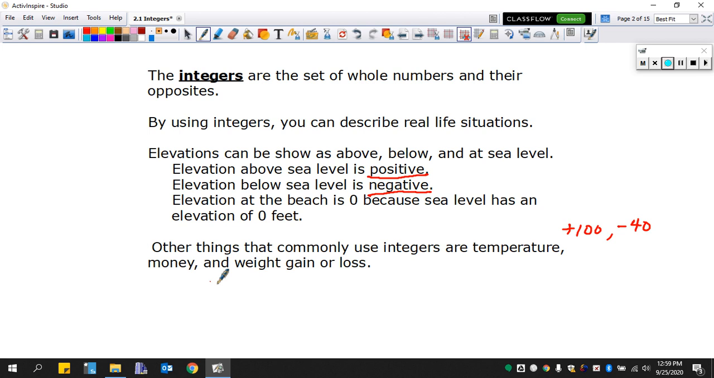All right, money. Obviously, if you're talking about positive money, that means you have money in your pocket, which is a good thing. If you're talking about negative money, that means you owe somebody else money, which is not a good thing. And then sometimes we can talk about positive and negative numbers if we're talking about a change in something. Like for instance, if you gain weight, it'd be a positive number. If you lose weight, it'd be a negative number.